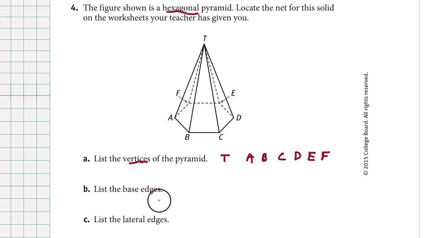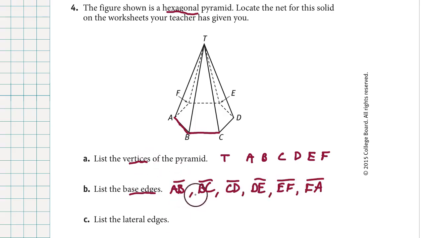Next question, what are the base edges? Edges are the segments that connect the vertices. For base edges, we want to list all the segments around the base. So the pyramid is standing on the base the way that it's drawn right now. One base edge is the segment from A to B. So we would name that segment AB. The base edge that's closest to our bodies goes from B to C, segment BC. I'm going to pause the video for you to name the rest of the base edges.